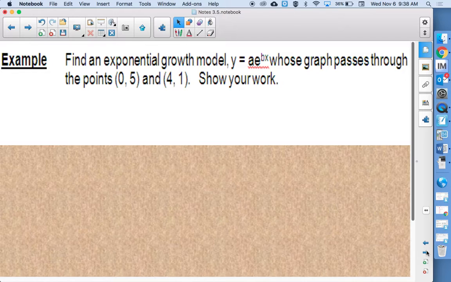So my value here is growing. It's just using an e instead of using the value of 5. It says our graph passes through the points (0, 5), and then it also passes through the point (4, 1). So my y-intercept is at (0, 5), and then I have another point at (4, 1). Our goal is to find the equation.